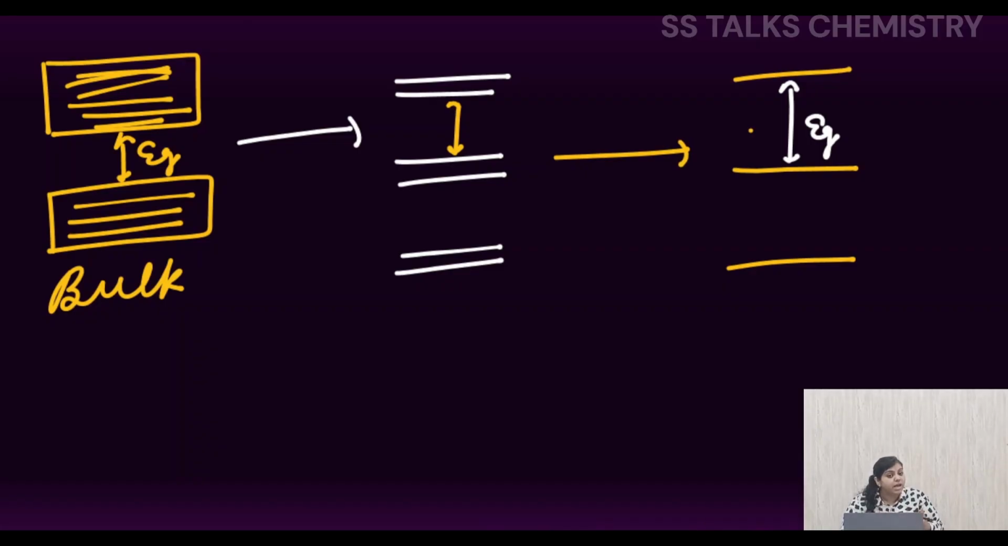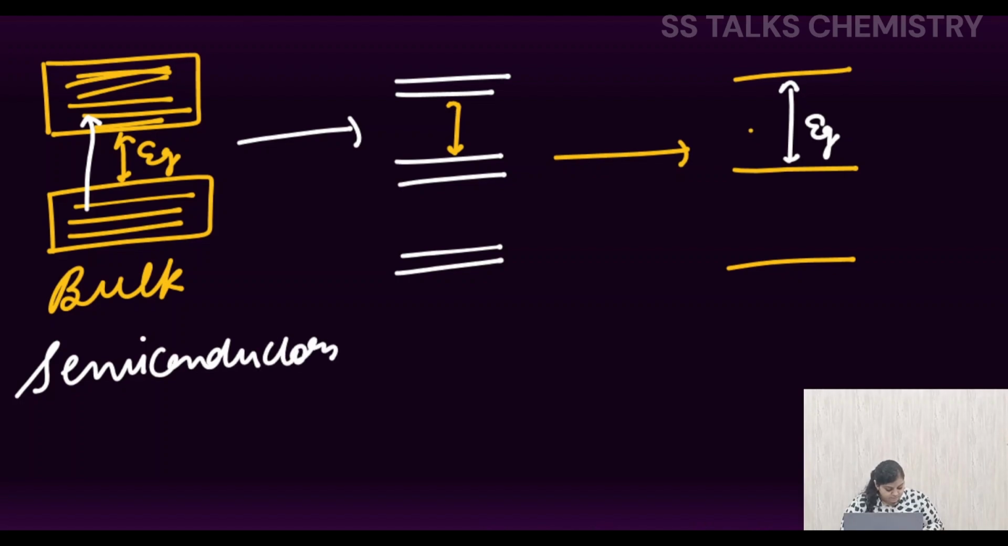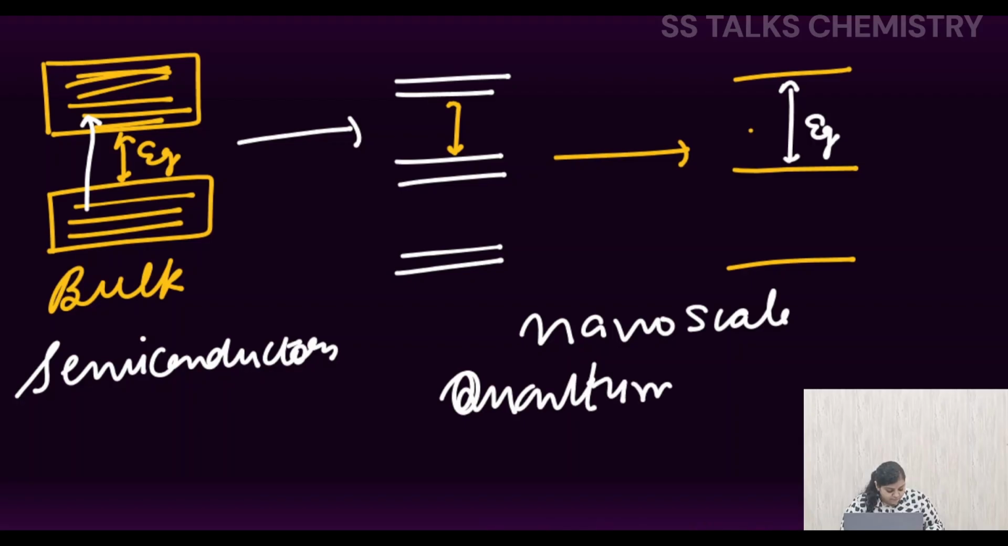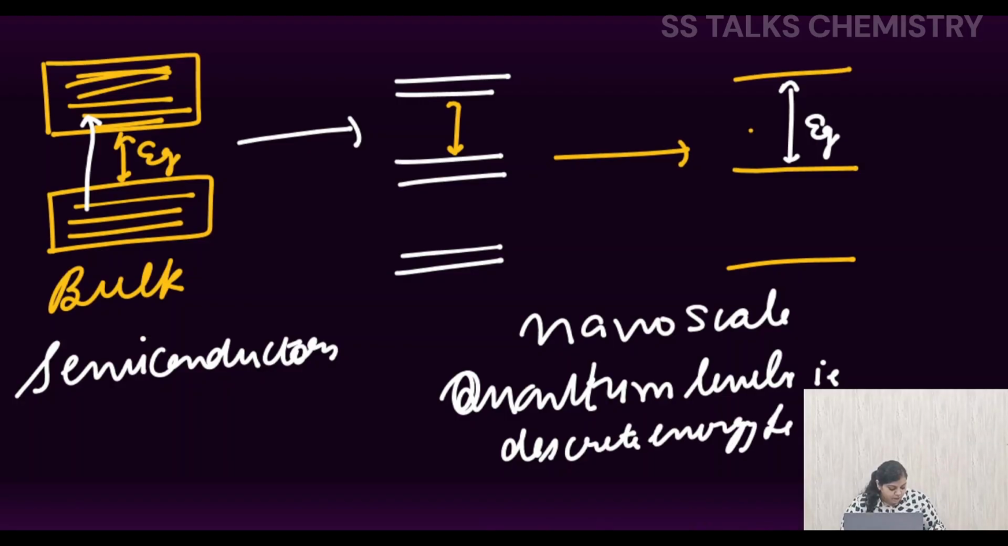If you talk about the energy band gaps and conductivity, conductivity will take place only when electron excitation takes place from the valence band to the conduction band. This is what we observe in semiconductors. As we move to the nanoscale region, we observe quantum effects, quantum levels, that is, discrete energy levels.